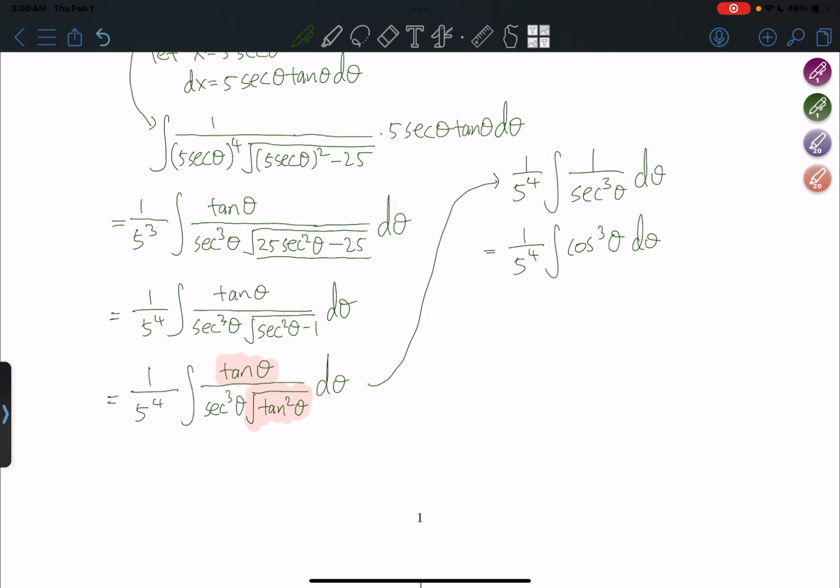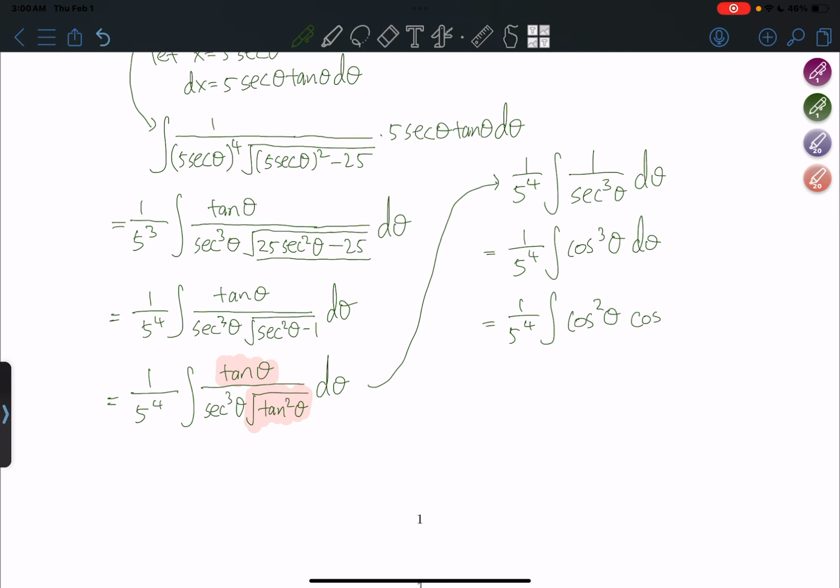And this goes back into the case where cosine is odd, so we just take out a copy. So we write that as cosine squared theta, cosine theta d theta. Okay, and I'm hoping you remember that we're supposed to use sine here. So I'm going to rewrite that cosine squared as 1 minus sine squared theta, cosine theta d theta.